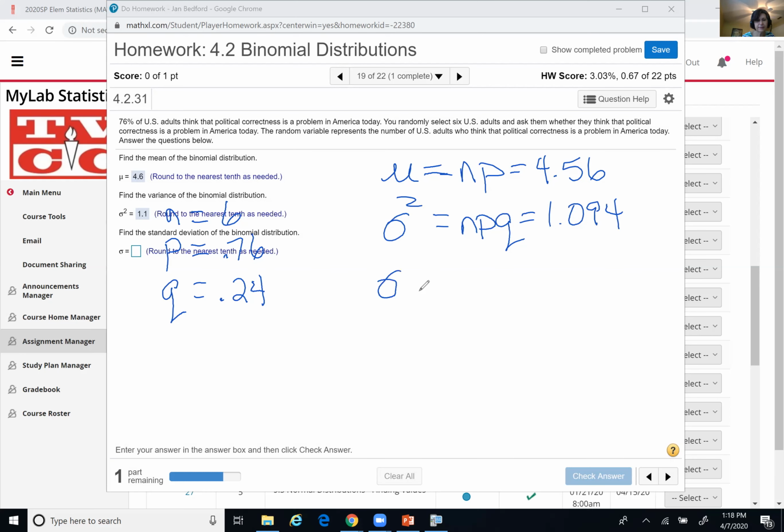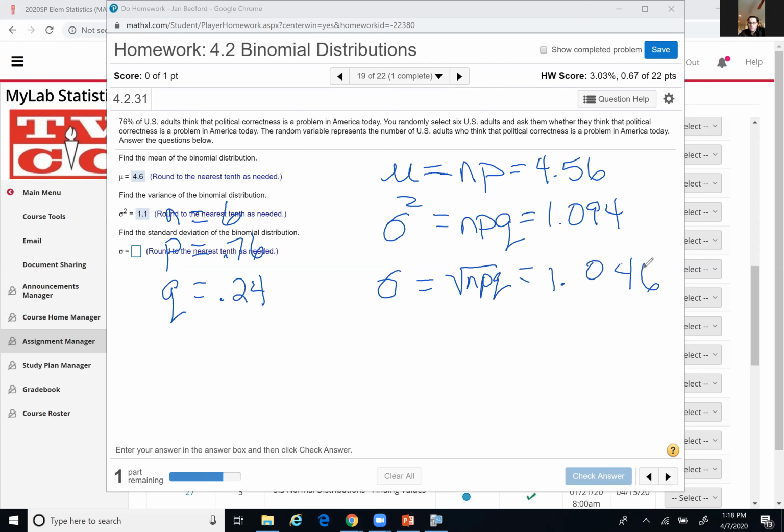Let's see what happens then on the standard deviation, because when it's standard deviation, we have to do what? Take the square root of variance. That's right, square root of our variance. So if I take the square root of this number, let's see. 1.4. Okay, so this looks like 1.046.